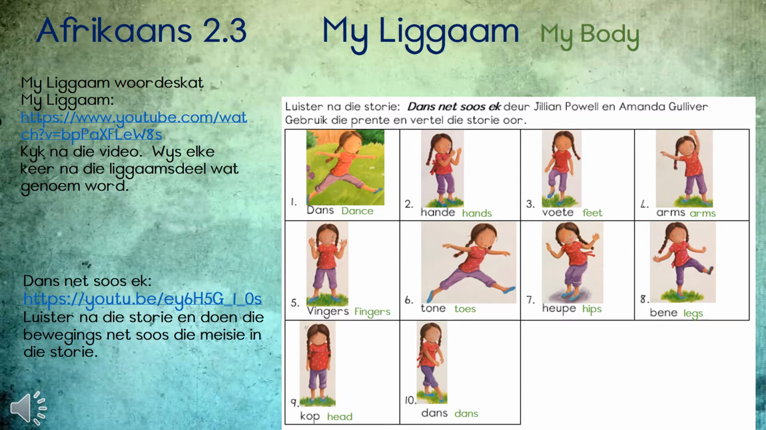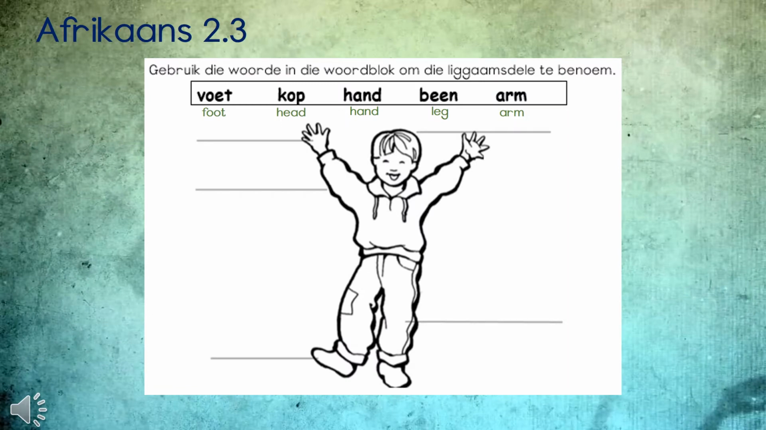Listen carefully, because you will have to retell the story in the end. You might even want to listen to it a third time. Then, use the pictures given on this page and retell the story in Afrikaans. I would like you to label the body parts on this picture using the words given in the word block. Let's look at those words.